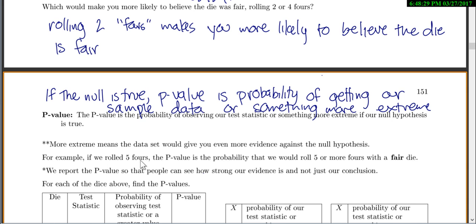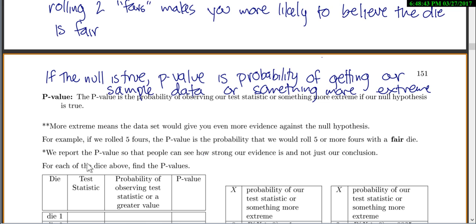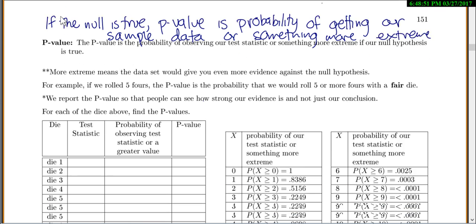So for example, if we rolled 5 4s, the p-value is the probability that we would roll 5 or more 4s with a fair die. Notice it's with a fair die because it's if our null hypothesis is true. And what we'll do is we report our p-values so that people can see how strong our evidence is and not just our conclusion. So up above we were just saying, oh, we think it's fair or not fair, but now we'll report our p-value and it tells people how strong our evidence is.